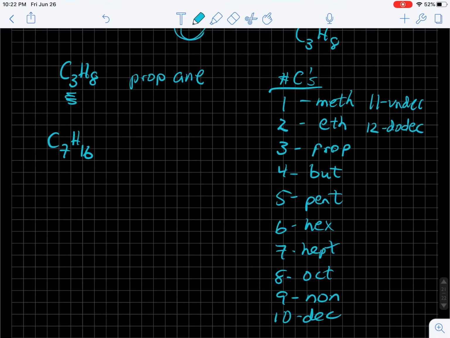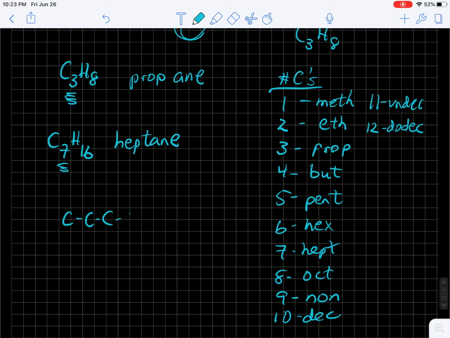So we have C7H16, what's the name of that? You're like, oh, all right, hydrocarbon, got carbon and hydrogen. So I'm going to base it off of the number of carbons, there's 7, so I'm going to call this hept, and then I'm going to add the family name, the empirical family, ane: heptane.